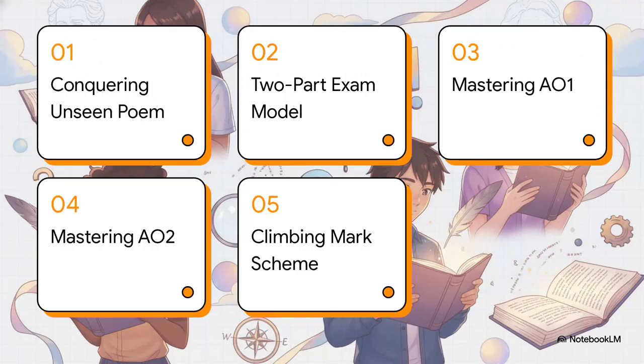So here's our roadmap for today. First, conquering the unseen poem. Then, the two-part exam model, mastering AO1 Deep Understanding, mastering AO2 Writer's Craft, and finally, climbing the mark scheme.